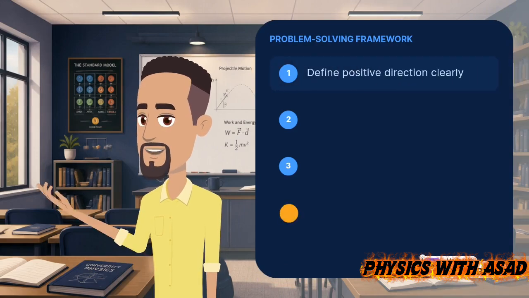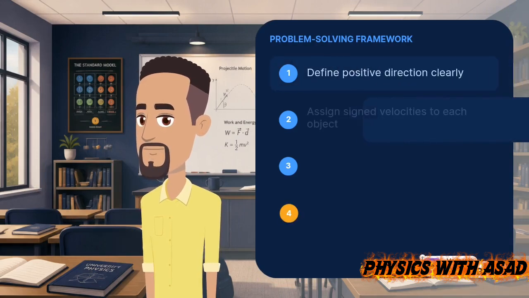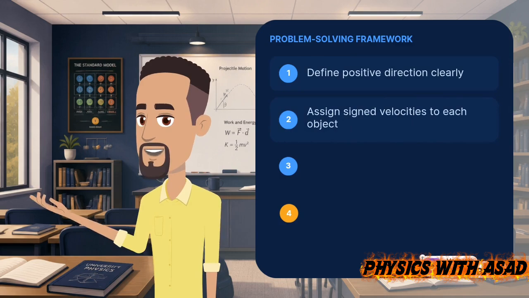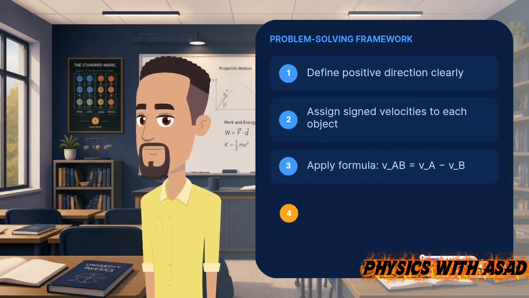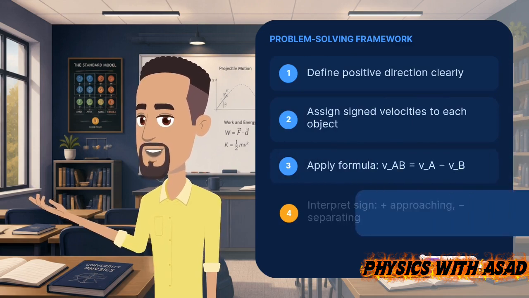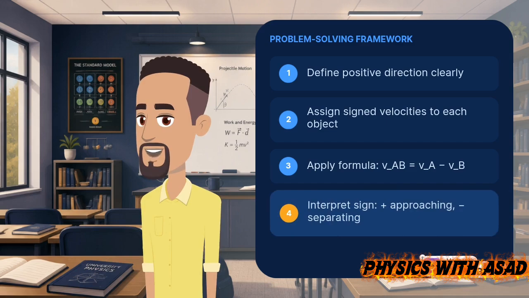Step 1, define your positive direction clearly. Step 2, assign signed velocities to each object. Step 3, apply the formula VAB equals VA minus VB. Step 4, interpret the sign of your answer. Positive means approaching, negative means separating.